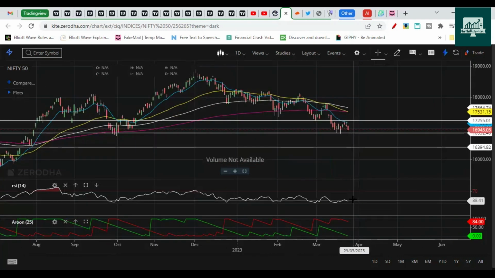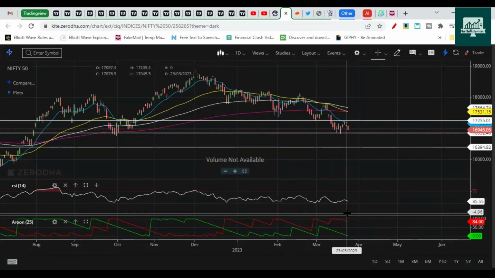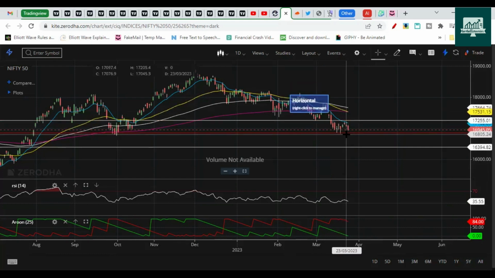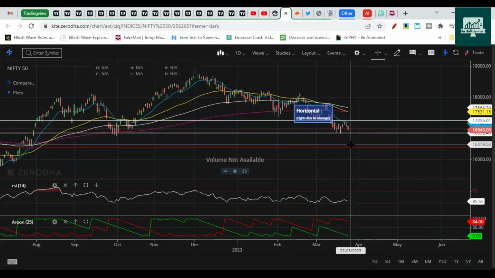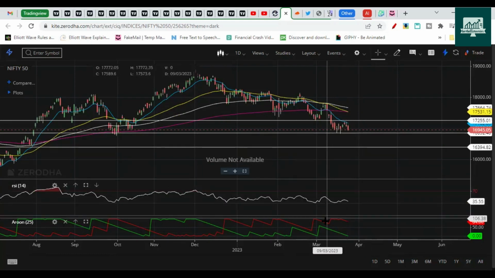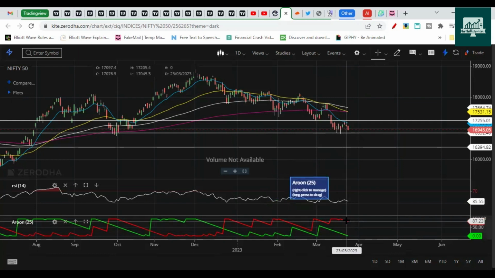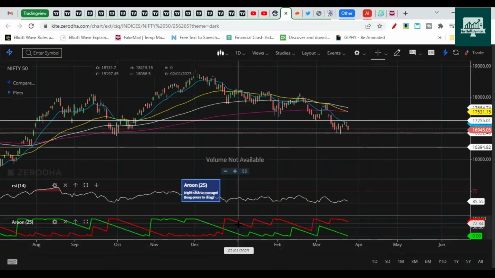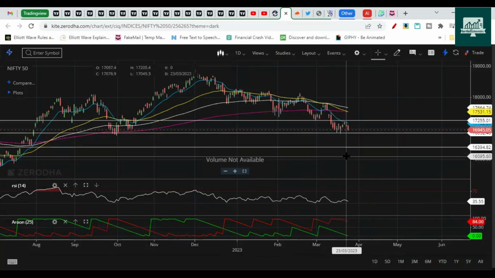RSI is below 50, considered bearish. If it goes below 30, it will have a rapid fall. It might fall 300-400 points in a day if it goes below 30. So let's watch out for that. And here the Aroon indicator shows us extreme negative readings. So we can still expect a negative trend to continue for, of course, a couple more days.